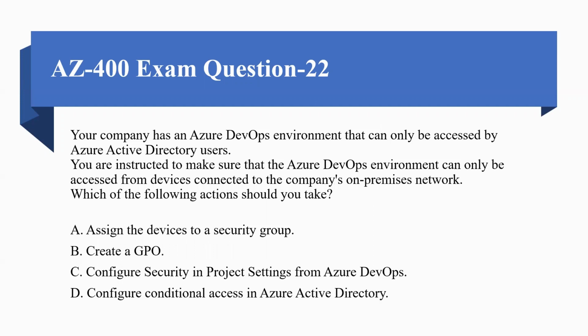Moving towards the next question. Your company has an Azure DevOps environment that can only be accessed by Azure Active Directory users. You are instructed to make sure that the Azure DevOps environment can only be accessed from devices connected to the company's on-premises network. Which of the following actions should you take? Option A, assign devices to a security group. Option B, create a GPO. Option C, configure security in project settings from Azure DevOps. Option D, configure conditional access in Azure Active Directory. And the correct option is option D, configure conditional access in Azure Active Directory.